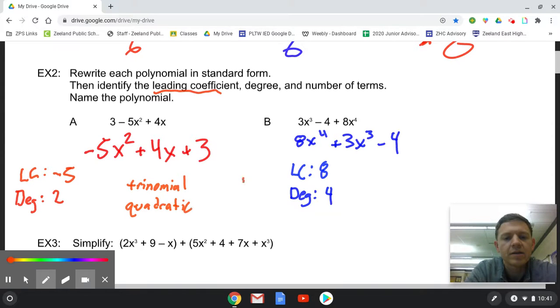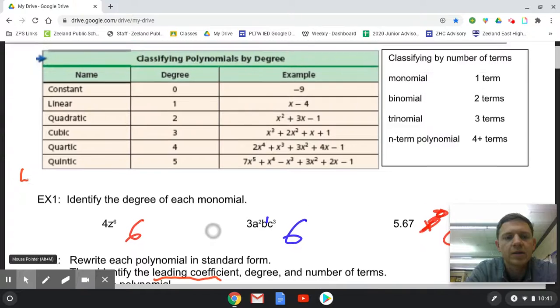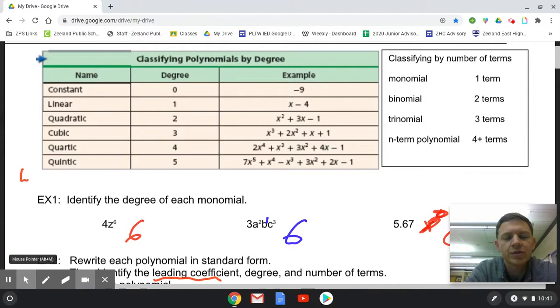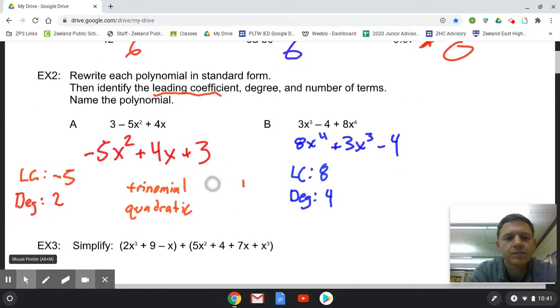And why is that? Let's scroll back up. Quadratic just means the degree is 2. But a trinomial means we have 3 terms. So we do have 3 terms in that: 1, 2, 3. The quadratic is just because it's degree 2.